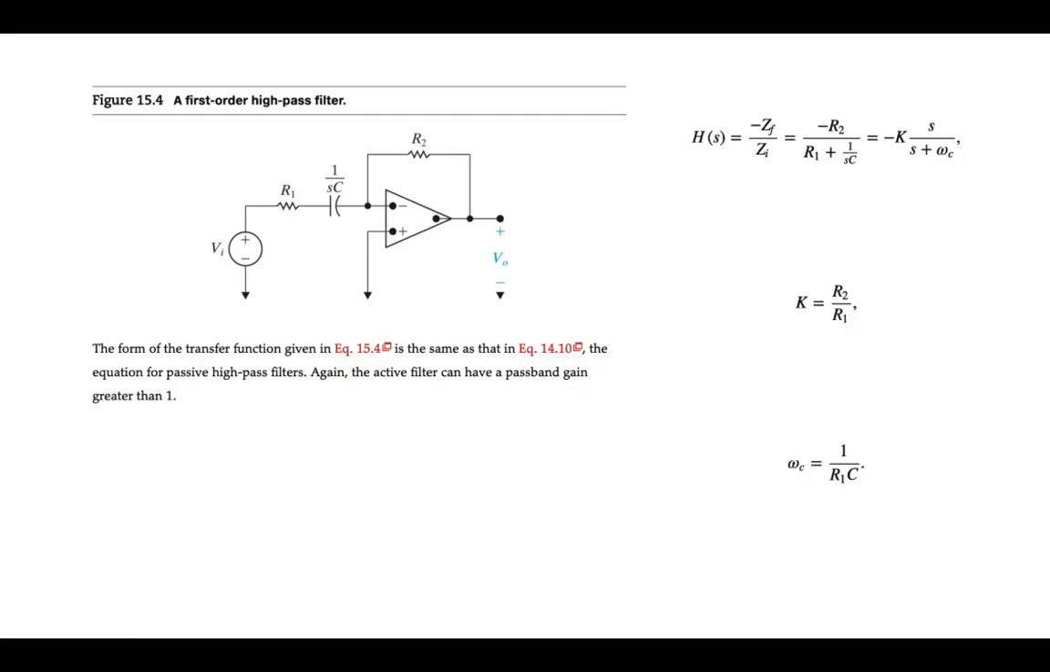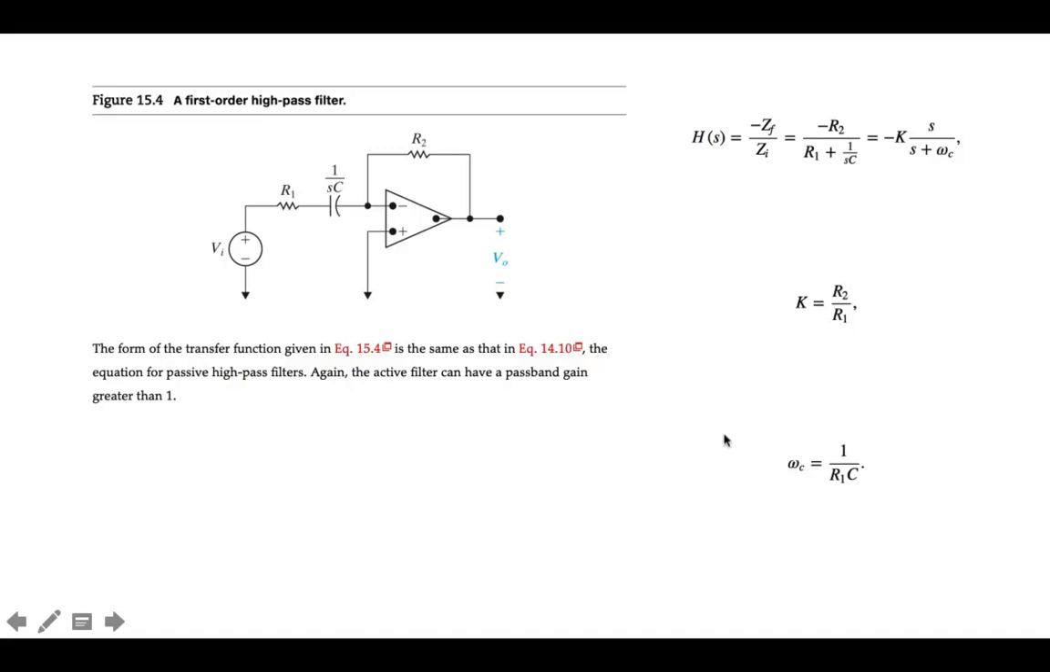Doing some algebra, we come up with, once again, a gain factor K, and then we have S over S plus omega C, which you probably recognize from our discussions on Bode plots as being the conventional type of function that would represent a first order high pass filter. Once again, K then is going to be the resistor ratio, feedback to input.